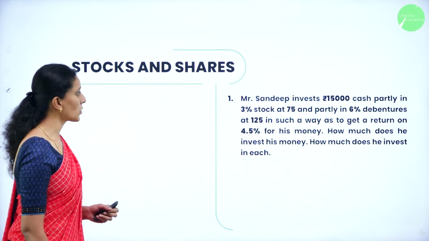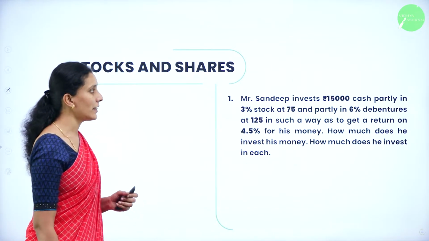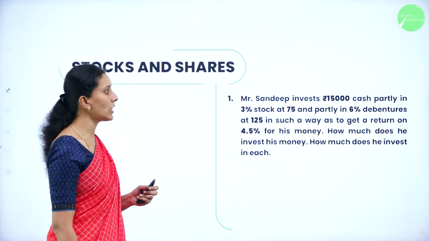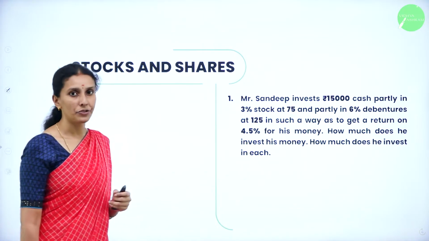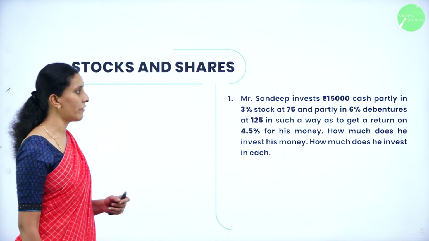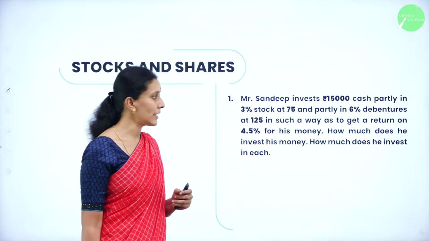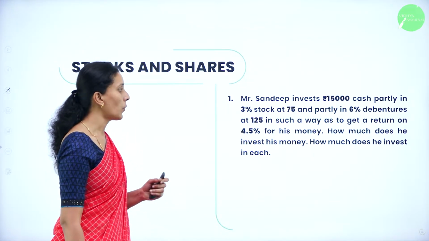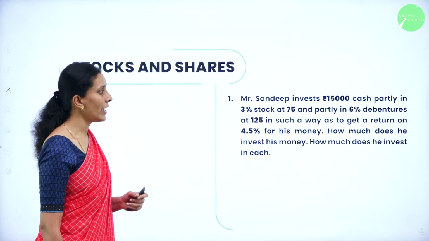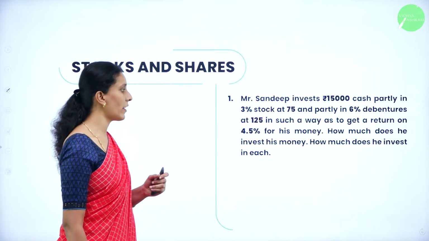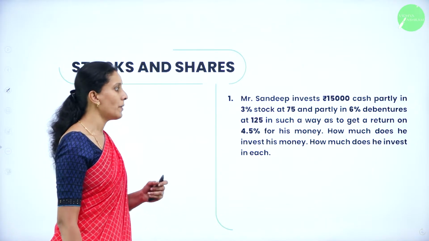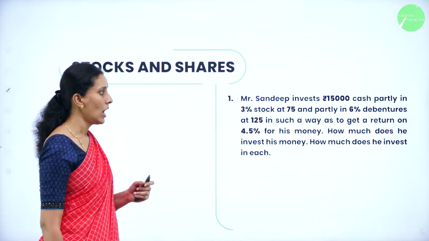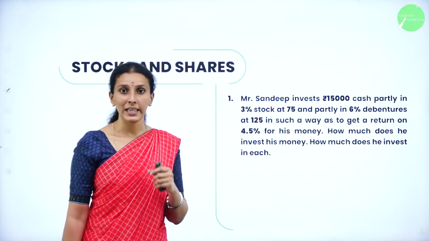Now, the very first question here is, Mr. Sandeep invests rupees 15,000 cash partly in 3% stock at 75 and partly in 6% debentures at 125 in such a way as to get a return of 4.5% of his money. How much does he invest in each?